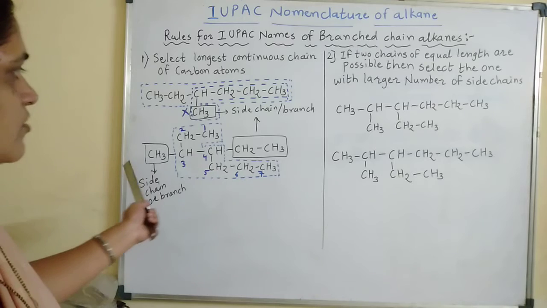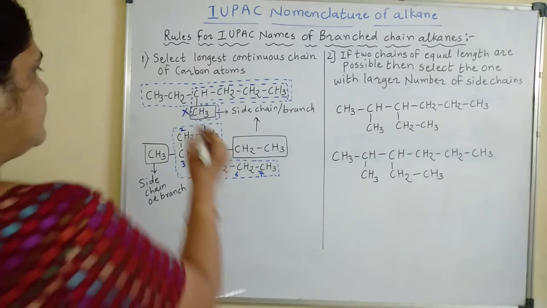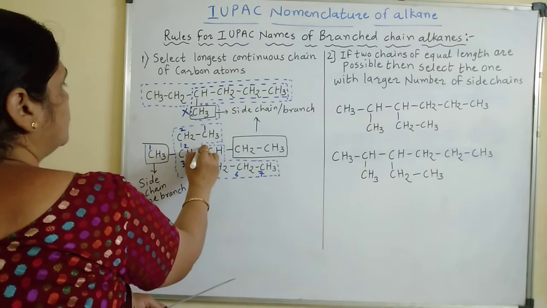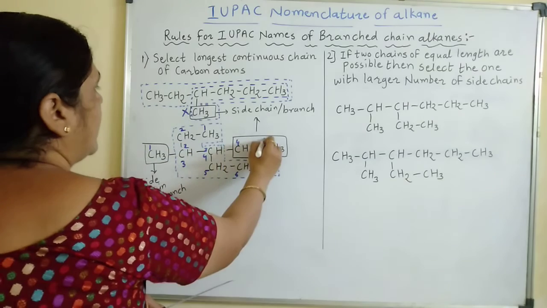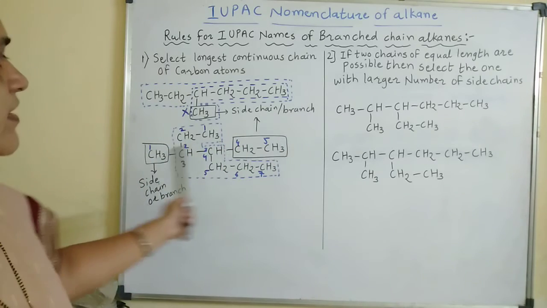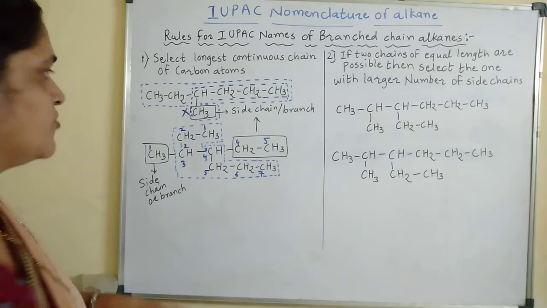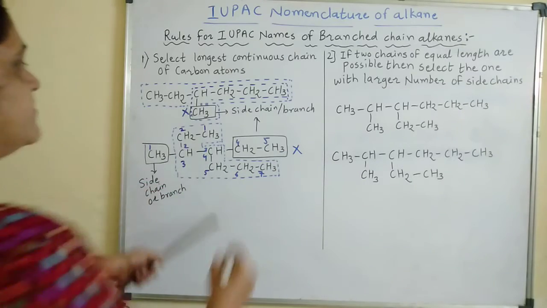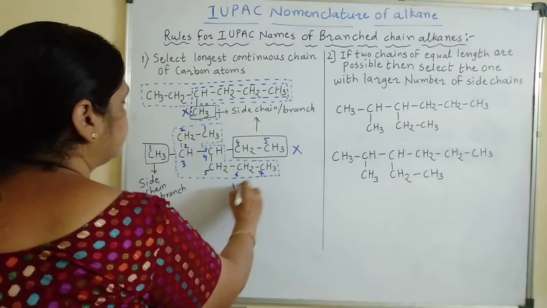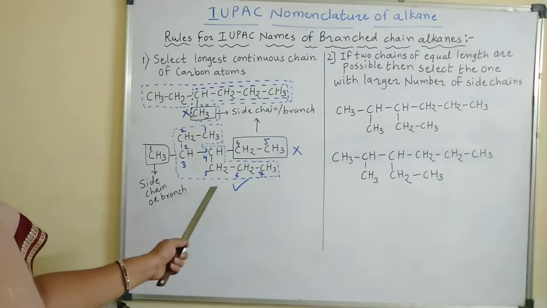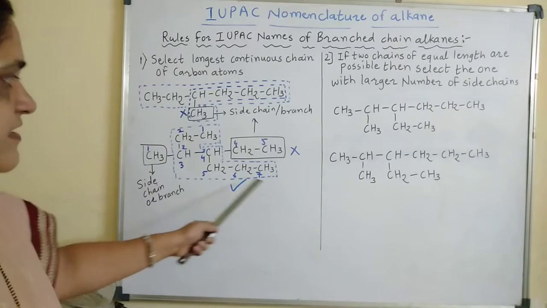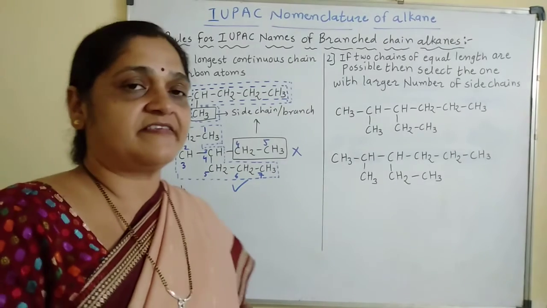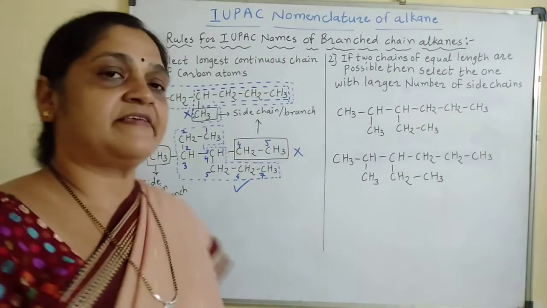But if you want to select the straight one, then for that straight one we count the number of carbon atoms: 1, 2, 3, 4 and 5. Only 5 carbon atoms are there in the straight chain. So we are not going to select this straight chain. We are going to select this zigzag chain, which is the longest continuous carbon chain. And as there are a total of 7 carbon atoms, you have got the parent hydrocarbon for this compound, which is heptane.